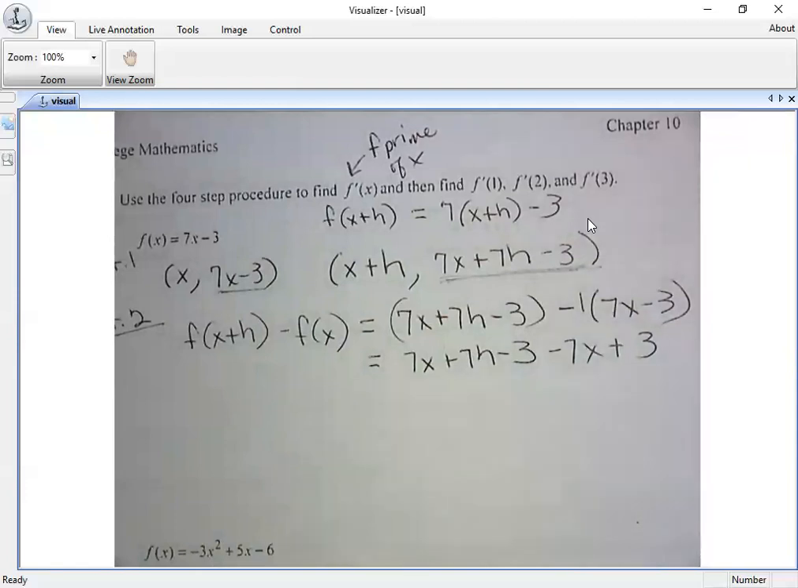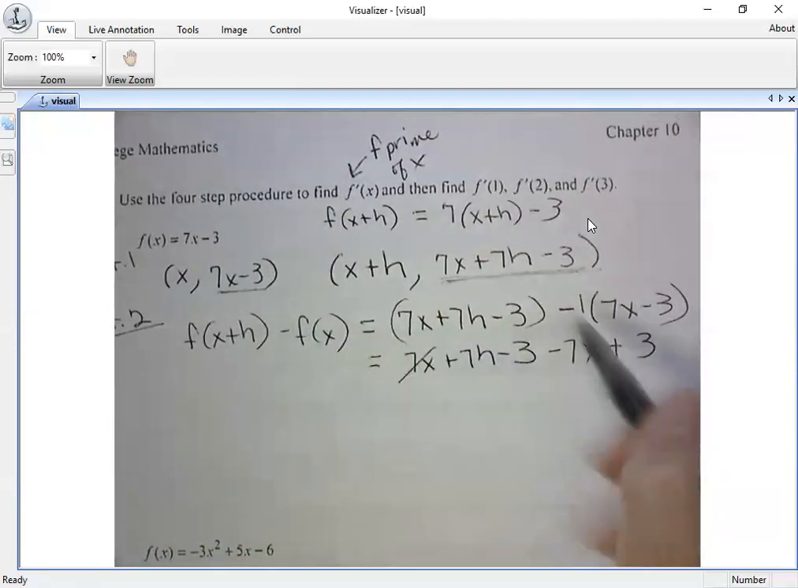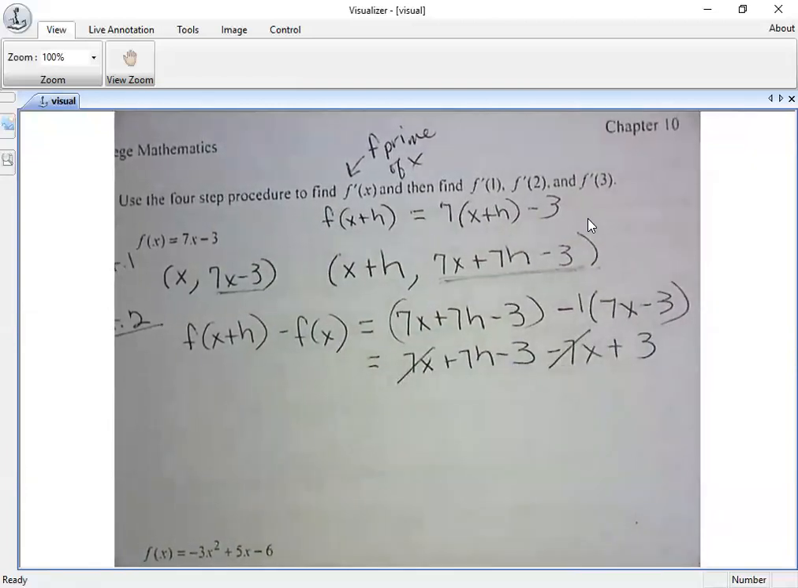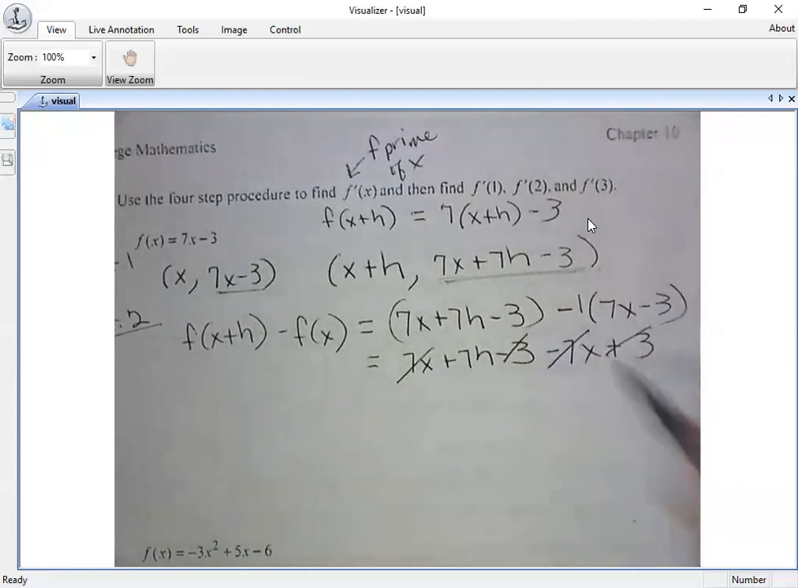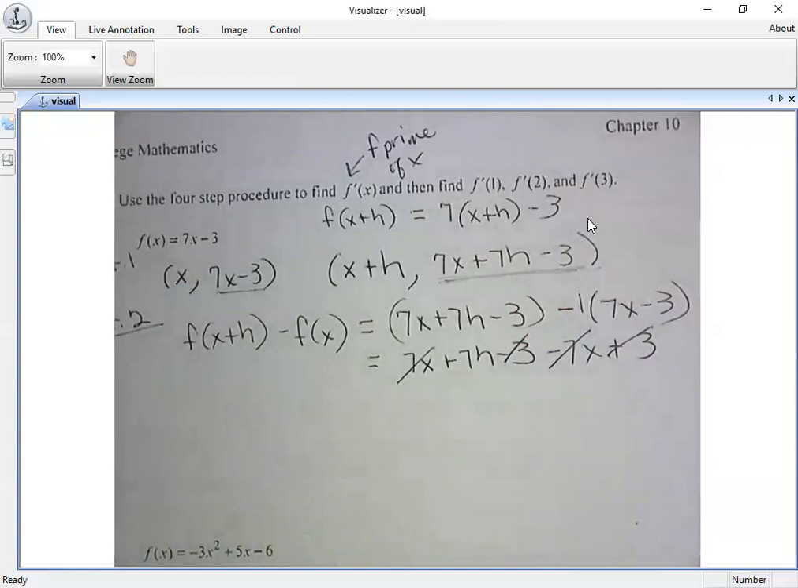But do I have terms I can combine now? Yes. Okay, now this is the important part. Pay attention here. When I combine like terms, do I have some things that cancel out? Yes. What cancels? 7x minus 7x cancels, and negative 3 plus 3 cancels. The only thing that remains is what?